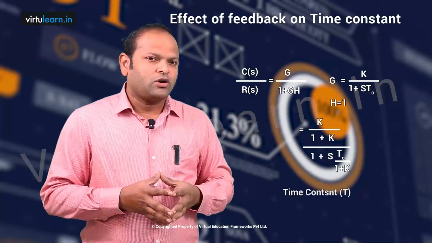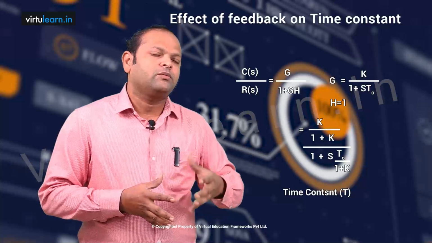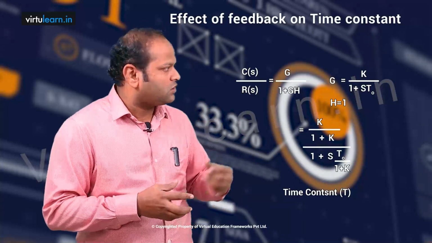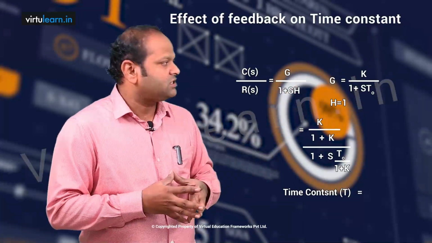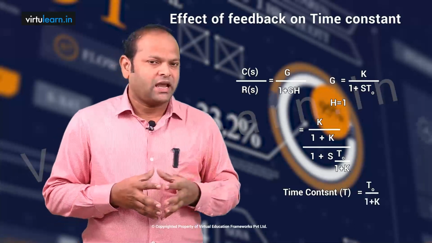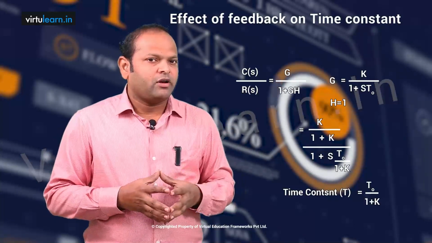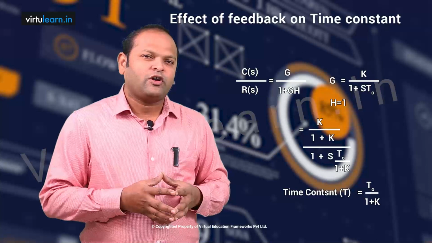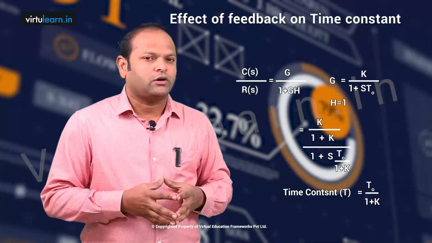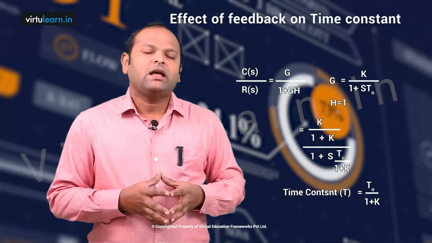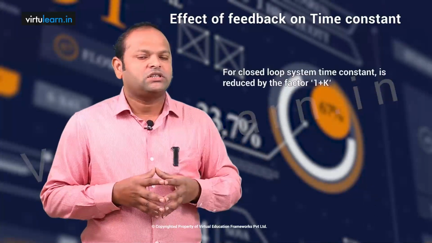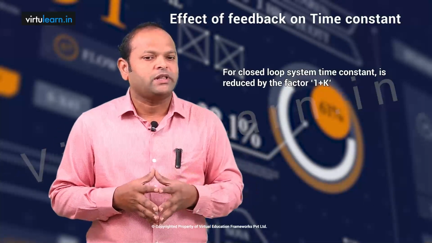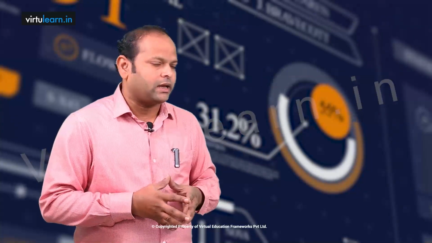and the denominator we can write as 1 plus S into T naught by 1 plus K. So what is the time constant? The coefficient of the term S is the time constant, which here is T naught by 1 plus K. So T naught by 1 plus K is the time constant, whereas for the non-feedback system it is only T naught. Then I can say that the time constant of the closed loop system is reduced by the factor 1 plus K.